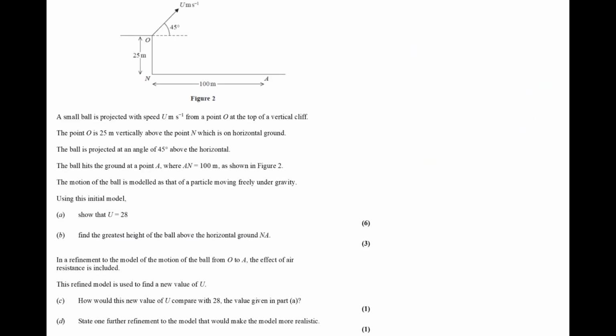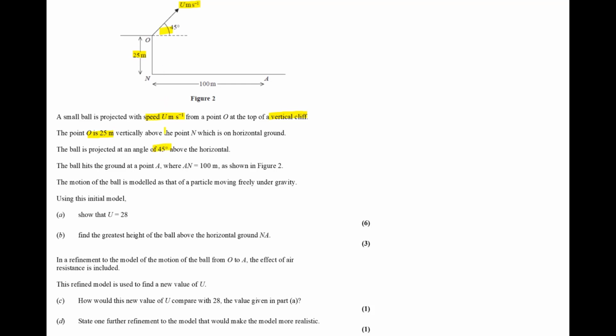Just try this 11 mark exam question. You've got a ball projected at speed U from a point O at the top of a vertical cliff. And they've given us a diagram. It's 25 meters here. So we need to take all this into context. It's projected at 45 degrees. It's given in the question.